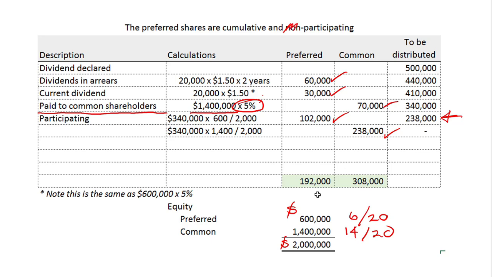Sorry, there's a little error on the slide here. Let me just take that out. They're cumulative and participating.